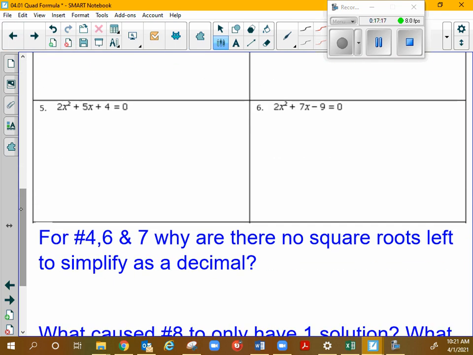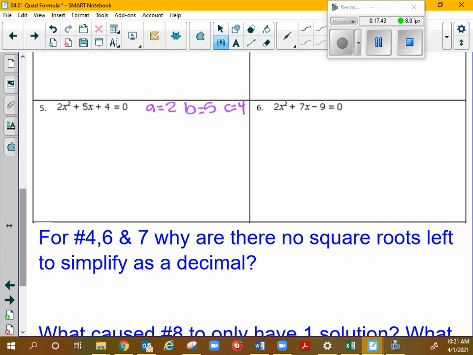Number 5. I'm doing these specific problems for a reason. So number 5. Can I go ahead and plug it into the formula the way it is? Yes, it equals 0. There are no other guidelines. It just has to equal 0. What is my a value? 2. b. c. 4.